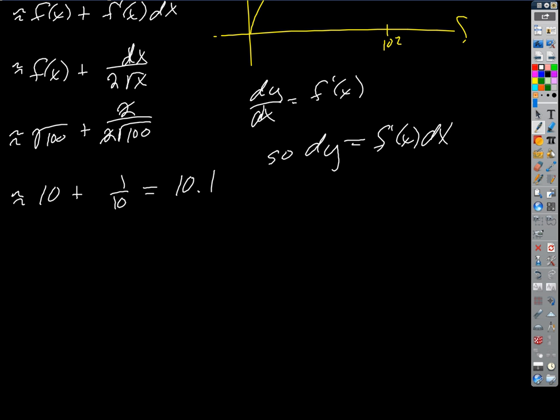This is a pretty good little algorithm for just estimating a square root. Would you agree that you're always going to get the same thing? This is going to be the same every time, isn't it? The f prime of x isn't going to change if f of x is the square root of x. You just got to think in terms of what's your x and what's your dx going to be.